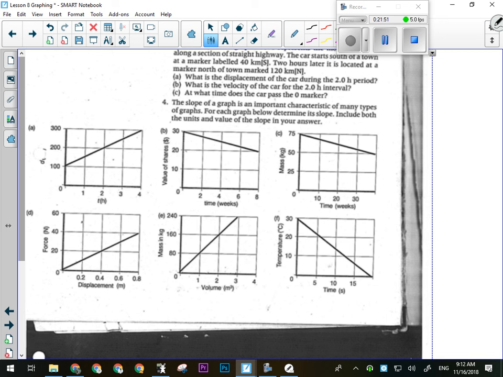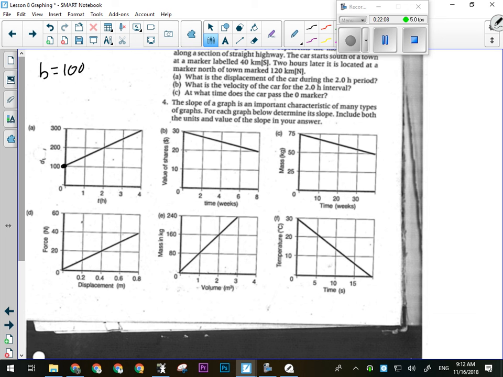So if I'm going to calculate the slope of A, I know that the y-intercept, or b, for this graph is 100, because I can read that right off the graph. So b equals 100. And then I just need to pick a point to get y and x from.